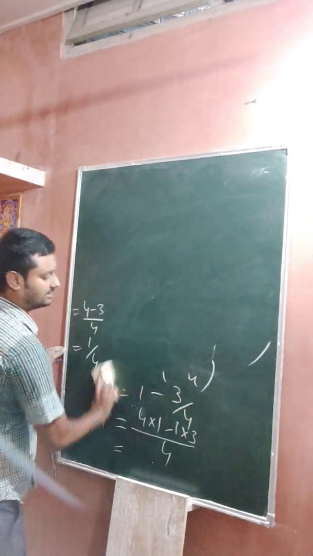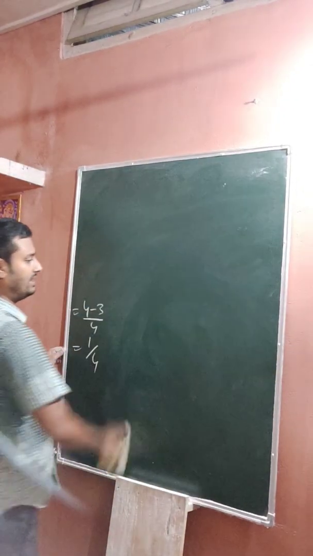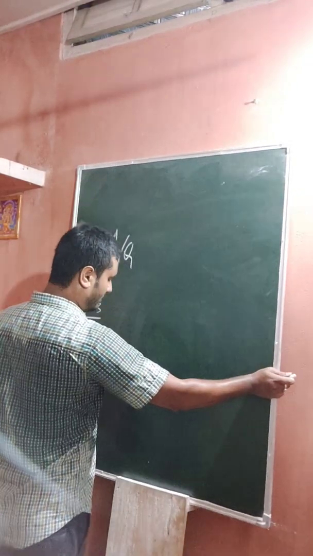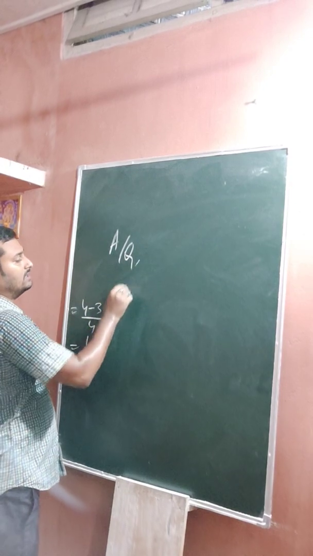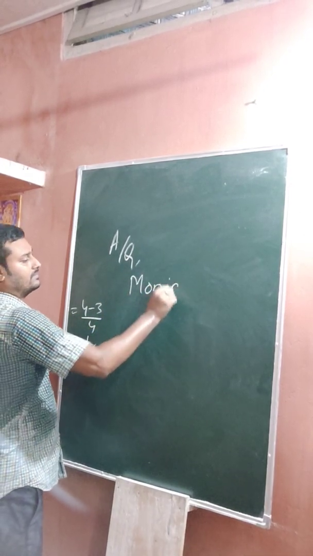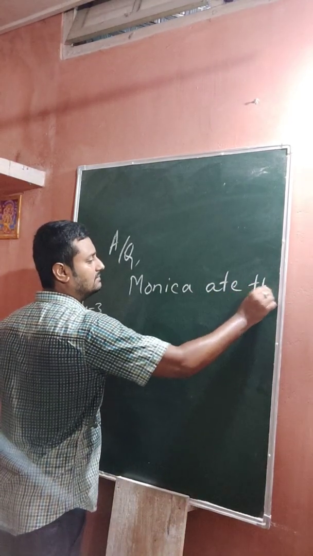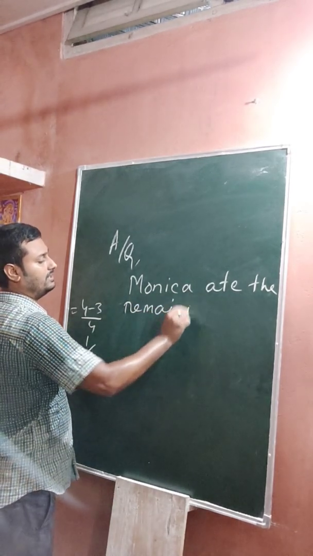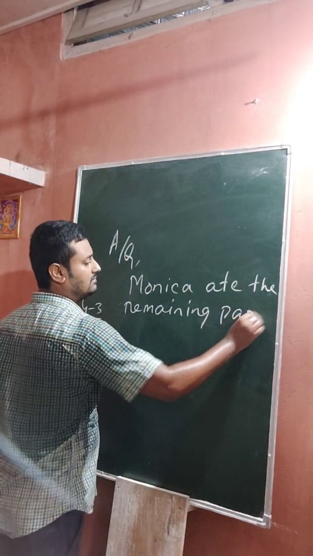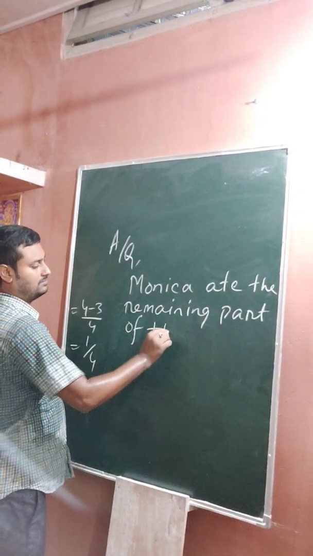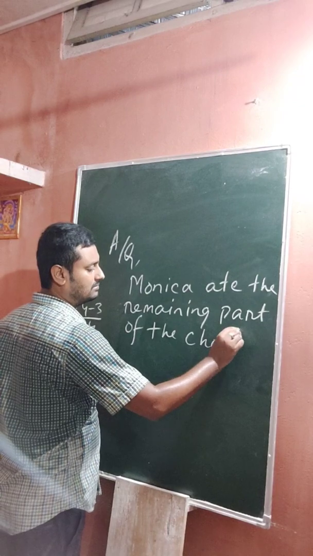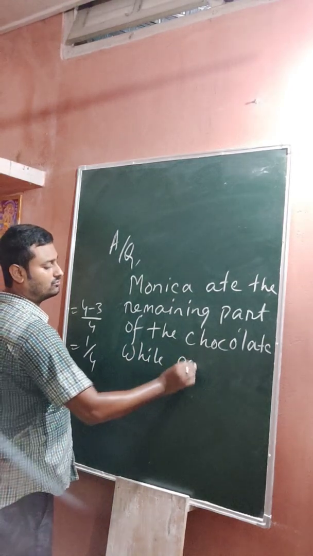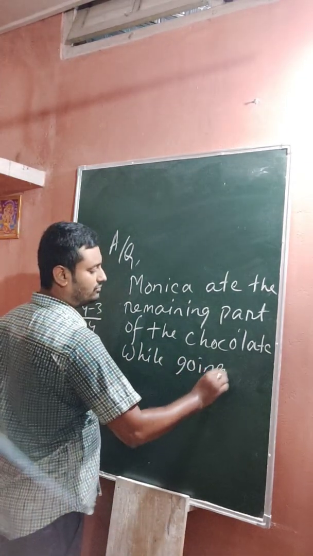That means according to the question, at last you write this part. According to question, this is the symbol for according to question, A oblique Q, capital A oblique Q. That means according to question, Monica ate the remaining part of the chocolate while going back to home.